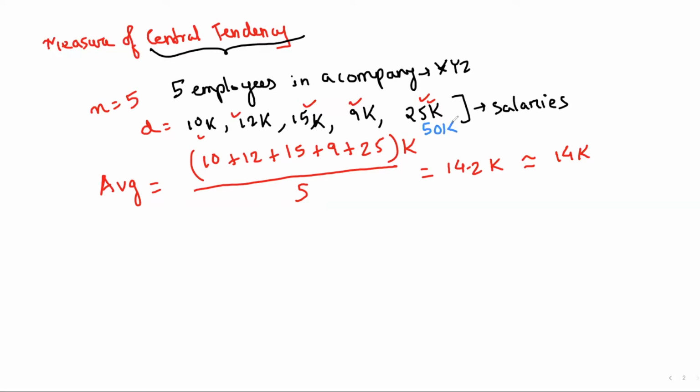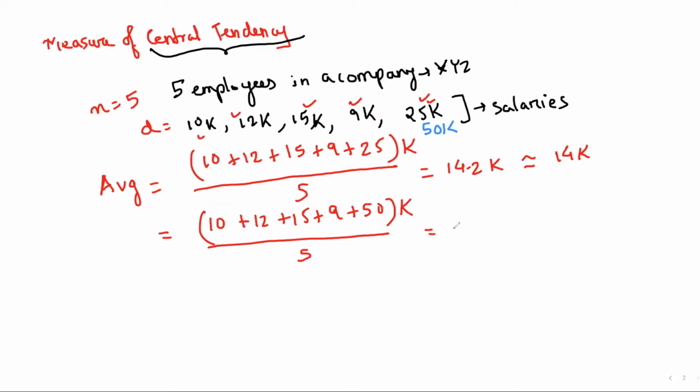50K. Now let's calculate the average. So in this case, it will be 10 plus 12 plus 15 plus 9 plus 50K divided by 5. So again, let me calculate. So it is 10 plus 12 plus 15 plus 9 plus 50, divided by 5, it will be 19.2.